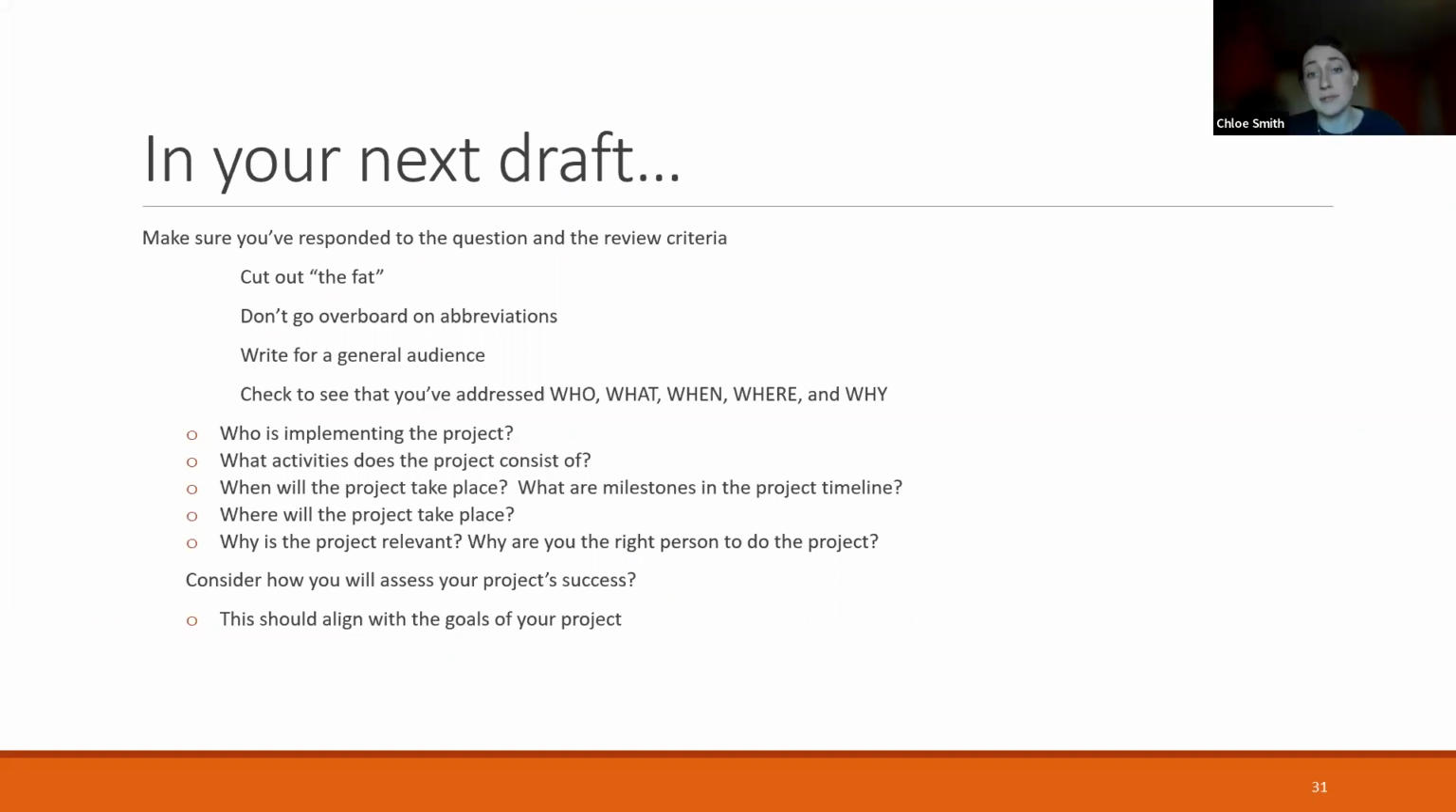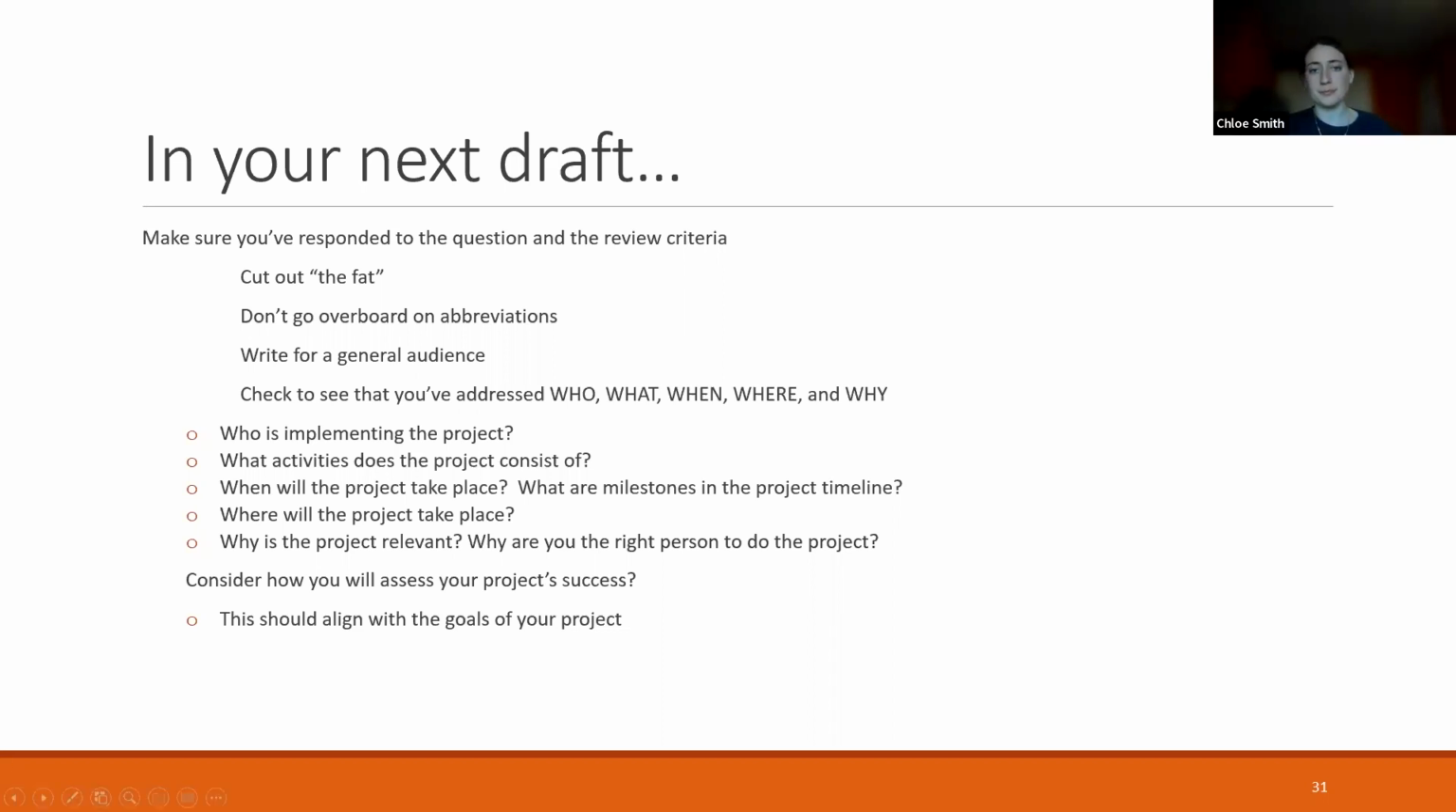And then after your first draft and your next draft, you'll want to make sure you've responded to the question and the corresponding review criteria, which you can find in the guidelines. We'll want you to cut out the fat and to not go overboard on abbreviations, to write for a general audience, and to check to see that you've addressed the who, the what, the when, the where, and of course the why. We'll want to know who is implementing the project, what activities the project consists of, when the project will take place, what the milestones in the project's timeline are, where the project will take place, and then why the project is relevant. Why are you the right person or the right organization to do the project?